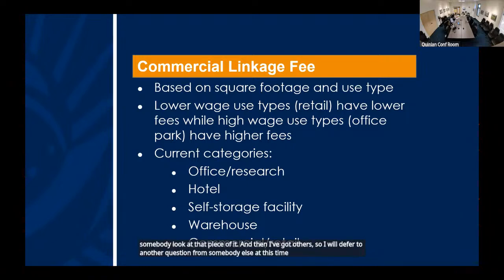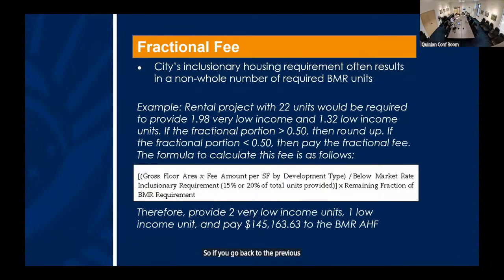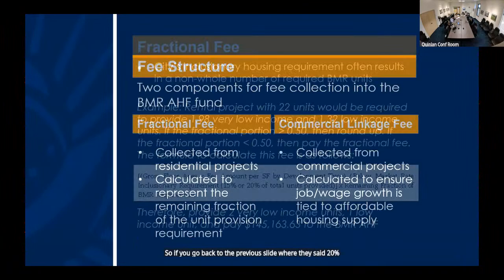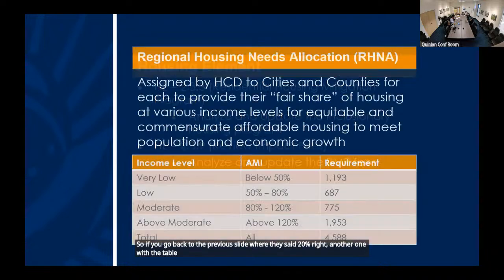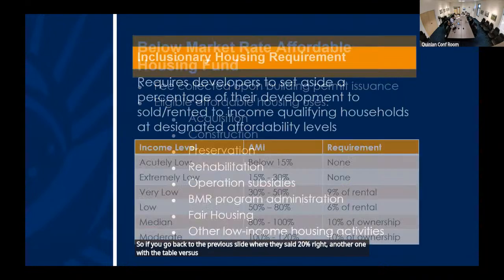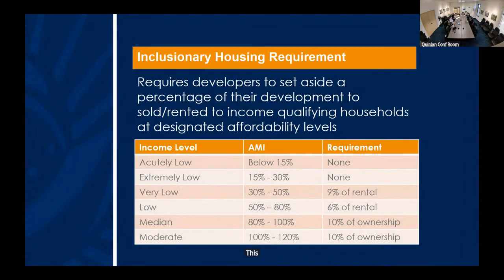So if you go back to the previous slide where they said 20%, right? Another one with the table with this. Sure. Yeah, this one. So if 20% is all allocated for below market rate, if nobody buys it, what happens to those 20%? Oh, well, good question.